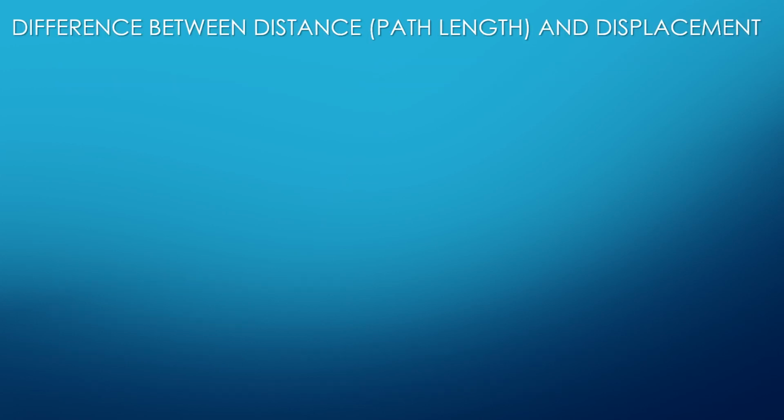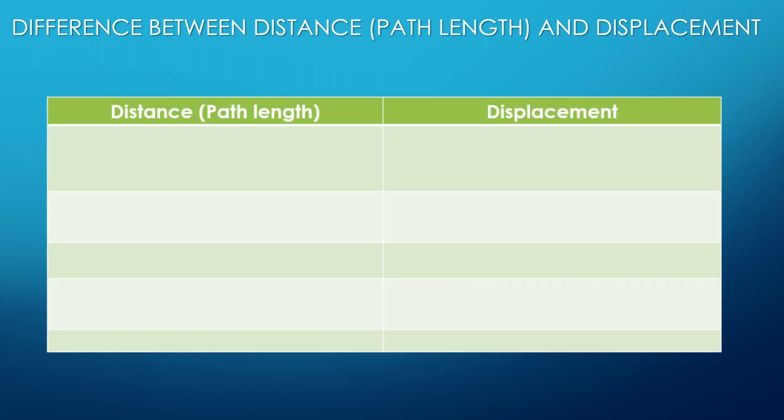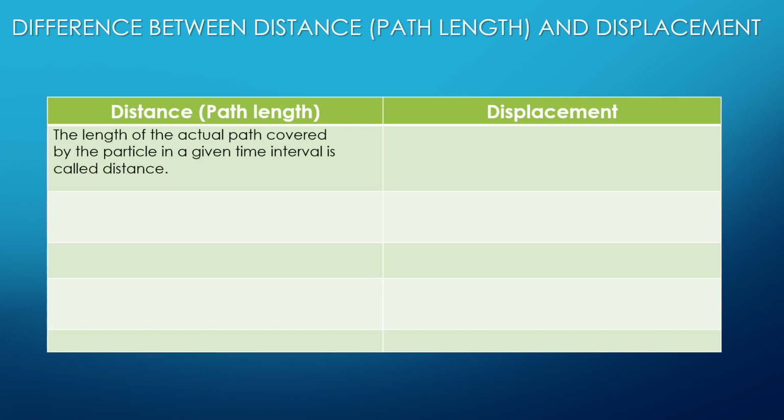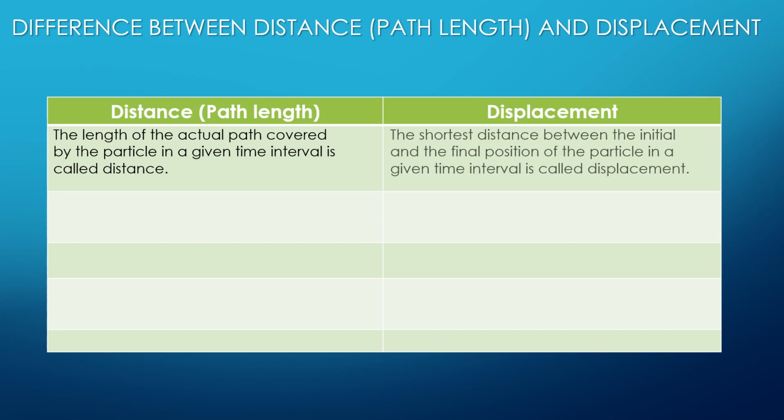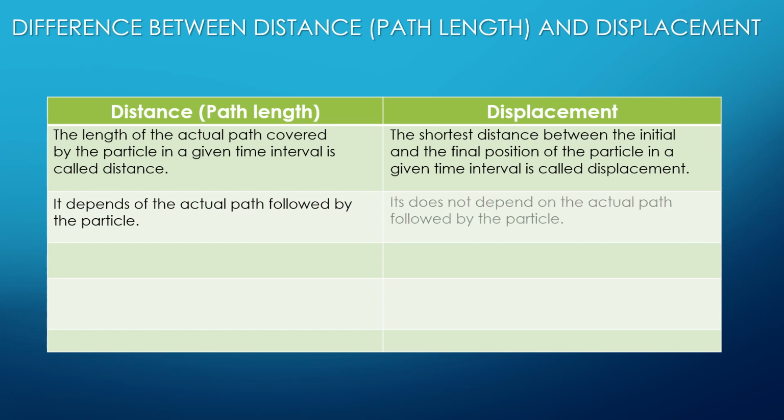Now let's see the difference between distance and displacement. First, we understand distance. The length of an actual path covered by the particle in a given interval of time is distance. Whereas displacement is the shortest distance between the initial and the final position of a particle in a given time interval. Next, distance depends on the actual path followed by the particle, whereas displacement does not depend on the actual path followed by the particle. Distance is a scalar quantity and displacement is a vector quantity.